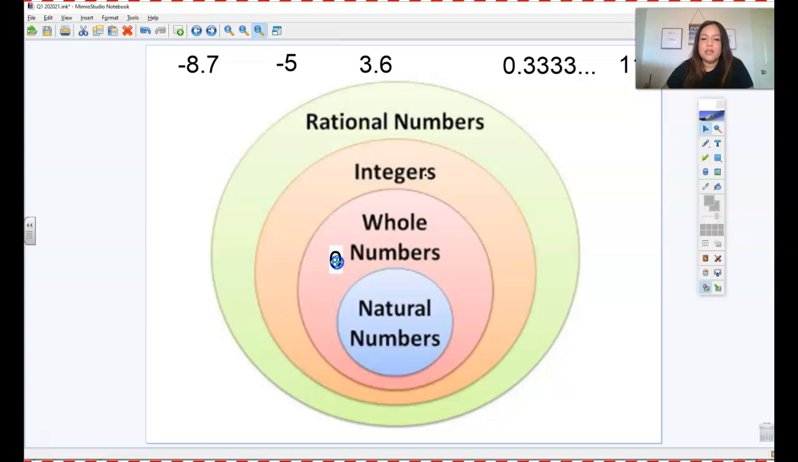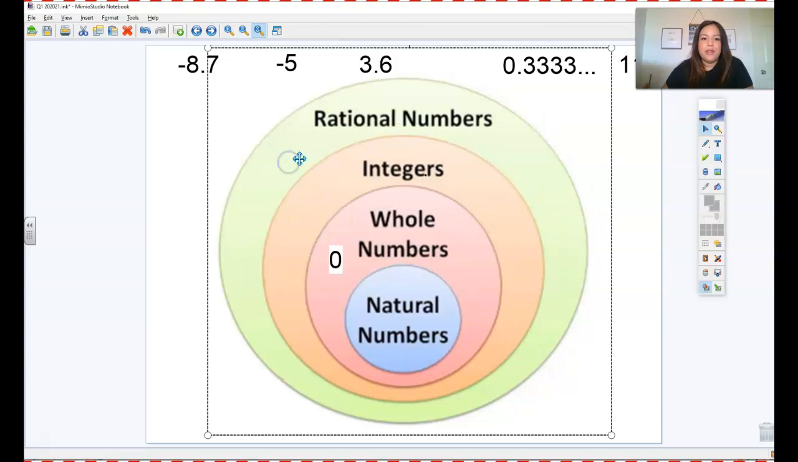Now I think to myself, can it be a natural number? And the answer is no. 0 is not natural, so I stop right there. That is where the 0 belongs. I shouldn't put it out here because if I put it out here, then I'm saying that it doesn't get to be called integer or whole. So it has to be right here, okay?